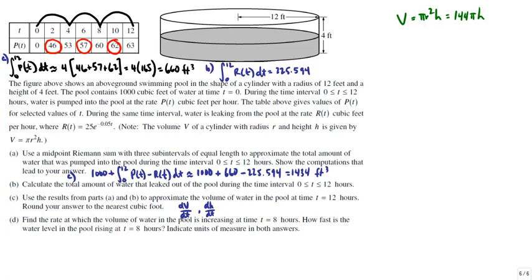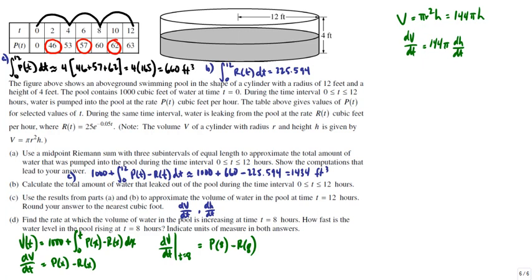Now the volume of water in the pool on one hand is pi r squared h. On the other hand, it is that formula, 1,000 plus the integral from 0 to t of p of x minus r of x dx. Sorry, for any time t, we're not going to use 12 there, so it's slightly different than the calculation above. And by the second part of the fundamental theorem, the derivative of that is just p of t minus r of t. And so that derivative at time t equals 8 is just p of 8 minus r of 8. We're given that p of 8 is 60 from the table. And I'll continue in the next video.